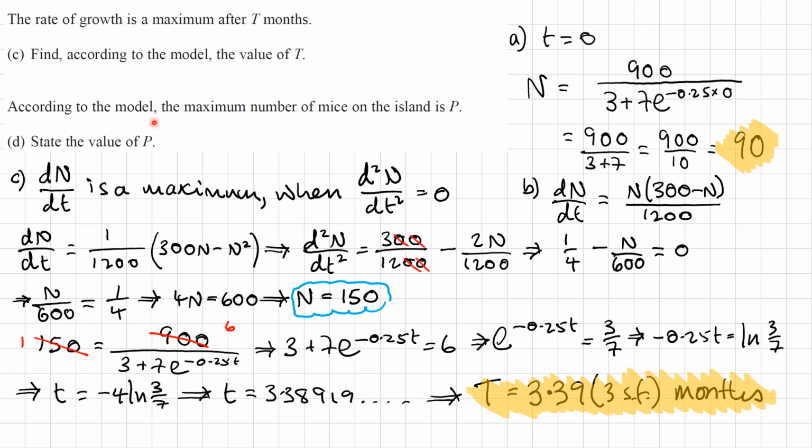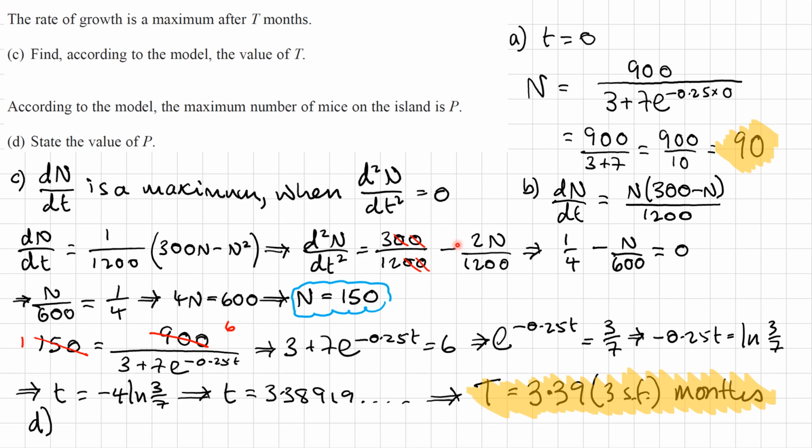It says, according to the model, the maximum number of mice on the island is P. Part D, we need to state the value of P. Now, whenever you get a question that says state a value, it means you can write the answer down without any justification or working. Right, okay.